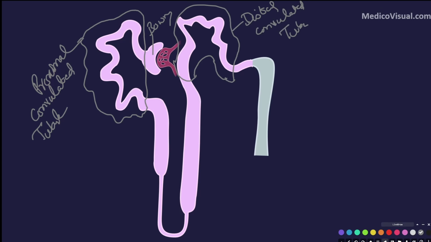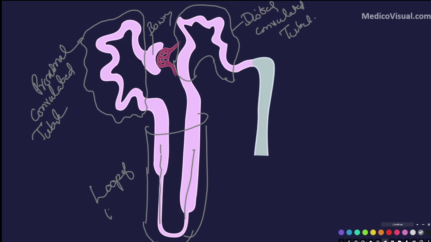Then there is the loop of Henle, and it has the descending limb. This is the descending limb, and this is the ascending limb of the loop of Henle. So these are the main structures, and this one is the collecting duct.